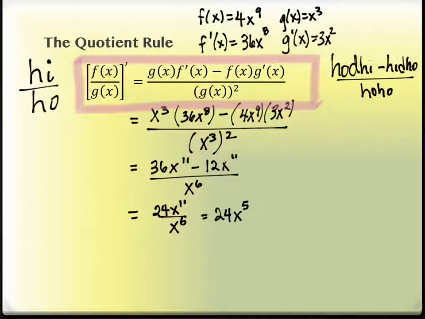So let me show you. This is the denominator. This is the derivative of the numerator, d high, over the numerator, high, the derivative of the denominator, d ho, and then Santa's on bottom. And that's always fun, ho ho.